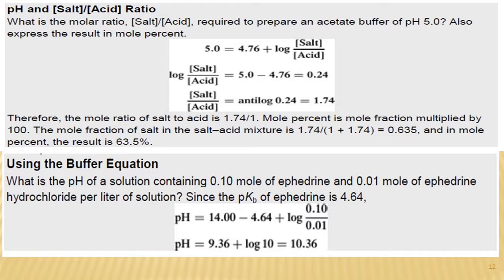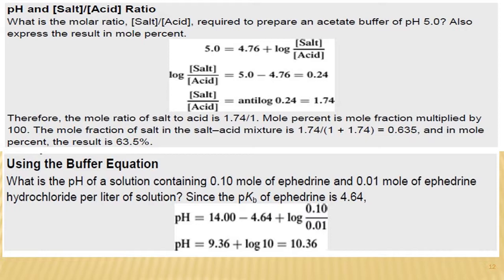So if we take a look here, we have the pH equals the pKa for acetic acid, 4.76, plus log salt over acid. So we want this ratio, log salt over acid equal to the pH minus pKa. It will be 0.24, and the antilog will be 1.74. Therefore, the mole ratio of salt to acid will be 1.74 over 1. This is the ratio.